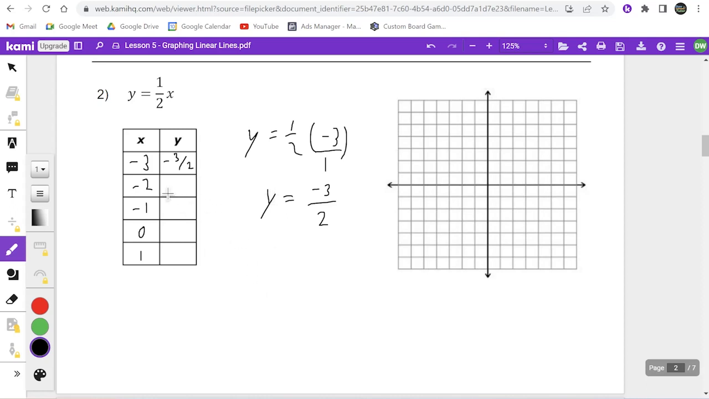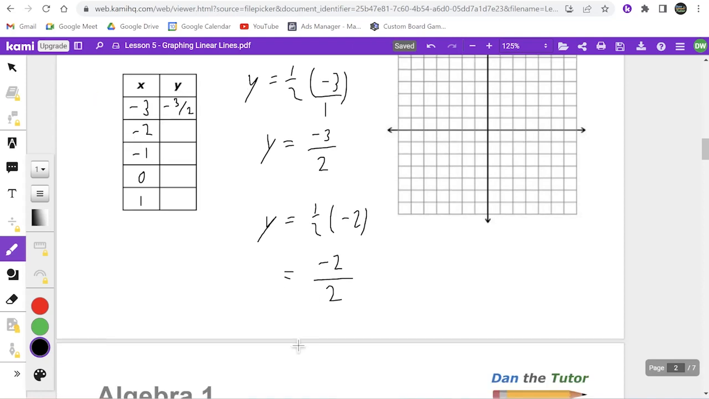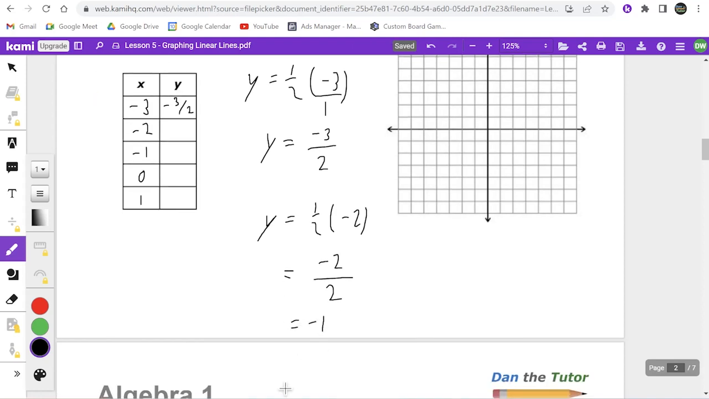Okay, the next point, we plug in -2. Y equals 1/2 times -2. Again, same idea, multiply the numerators together, you get -2. The denominator is just 2, and that's going to reduce to -1. So it looks like -1 is the next point.